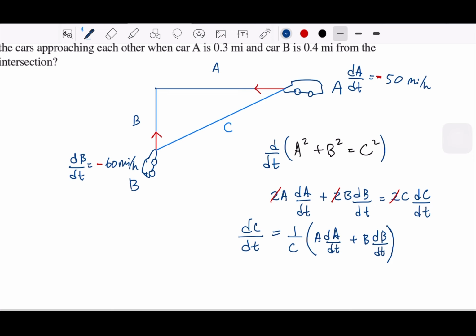I think we can let this dC/dt be the rate, from a third perspective, at which the observer sees A and B getting closer together. Okay, so what we are going to do next is find C, and then plug in A and its velocity, and B and its velocity. And I think for A and B, not a problem. So for C, we can just use the Pythagorean theorem one more time.